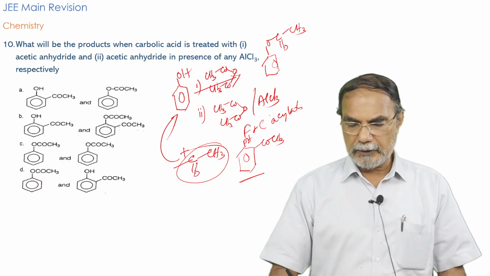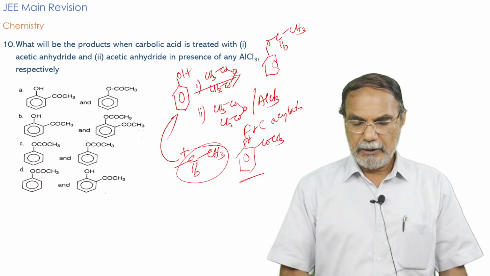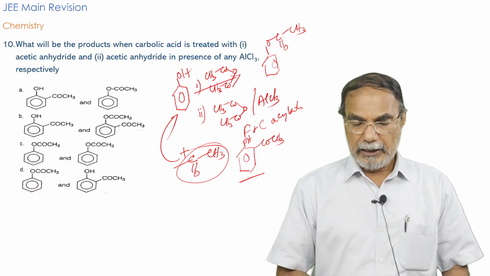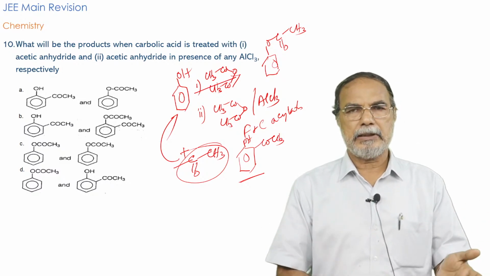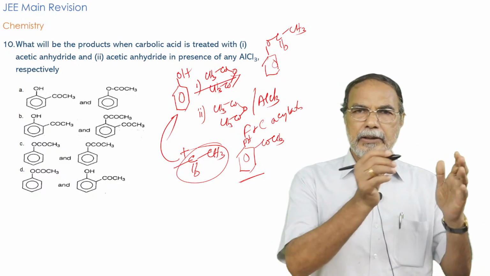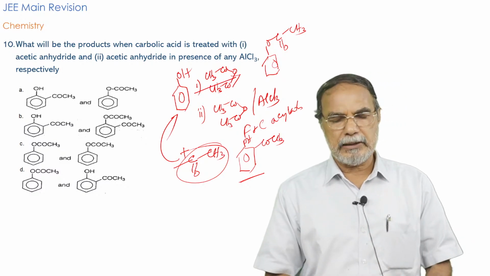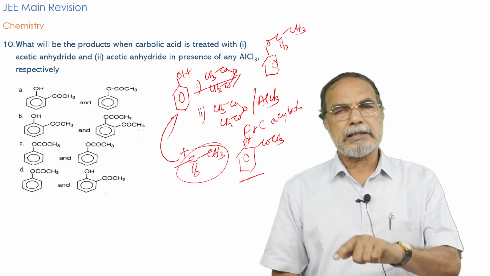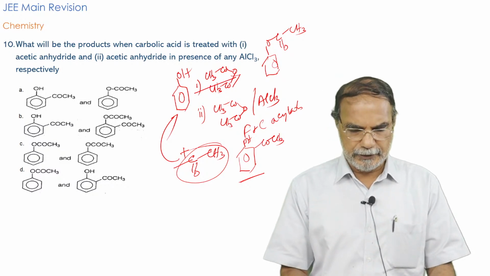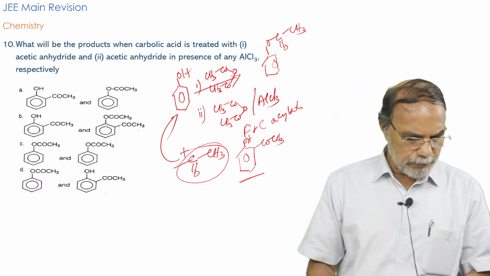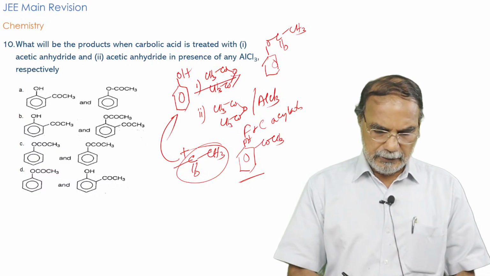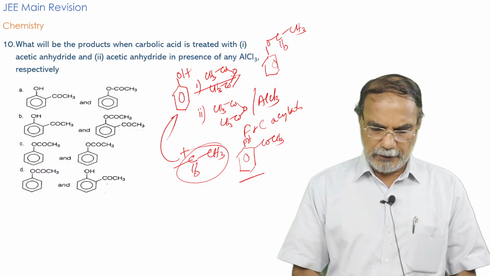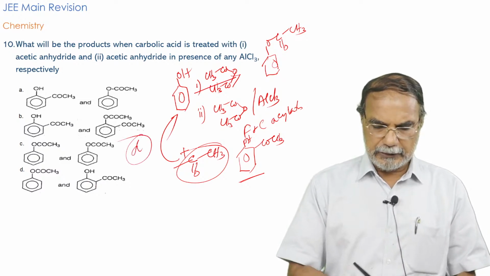So Friedel and Crafts acylation is the second reaction, whereas in the first case it is simply acylation or acetylation at the OH group. That's the difference. In the absence of AlCl3, it is at the OH group. In the presence of AlCl3, it is in the benzene ring, as an electrophilic substitution reaction. So naturally, the correct option is D, that is OCOCH3, that is the first product, and the second product is COCH3 at the ortho position. So D is the correct option.